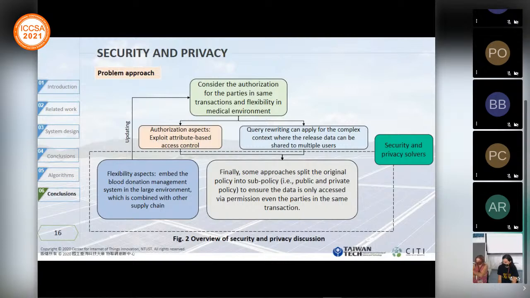Some approaches split the original policies into sub-policies to ensure that the data is only accessed via permission, even by a party in the same transactions. For the flexible aspect, we should embed the blood donation management system in a larger environment, combining it with other supply chains, as well as connecting with other smart things.